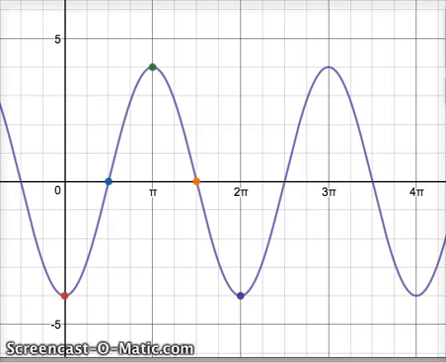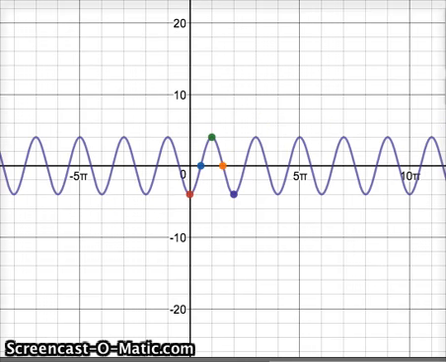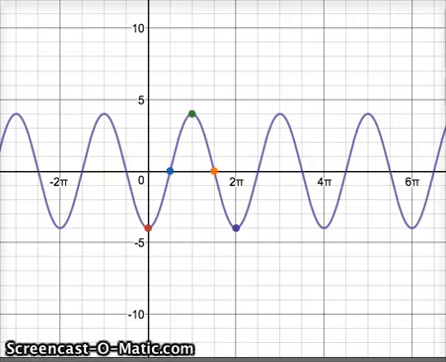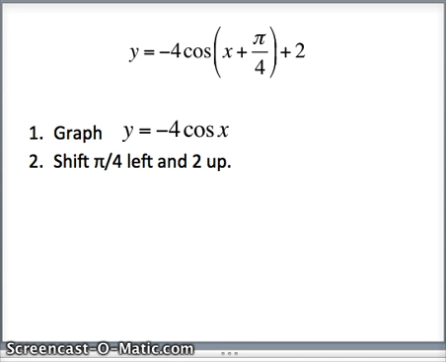And again, I can zoom out and you can see that that pattern repeats itself many times. You can also see that we still only construct one period between 0 and 2 pi. Since it was negative 4 cosine 1x, one period, one cycle between 0 and 2 pi.